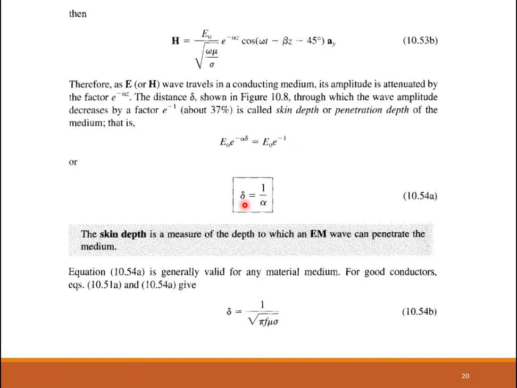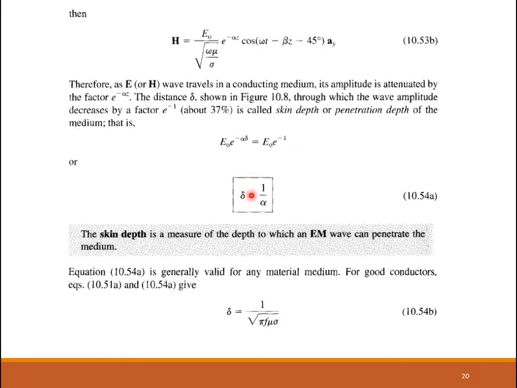Now, as E or H wave travels in a conducting medium, what happens? The amplitude is getting attenuated by a factor e raised to minus alpha z. So there is a distance delta through which the wave amplitude decreases by a factor e raised to minus 1. E raised to minus 1 is 1 by e, that means about 37%. And that is referred to as the skin depth or penetration depth of the medium. That is, E0 e raised to minus alpha delta becomes E0 e raised to minus 1.